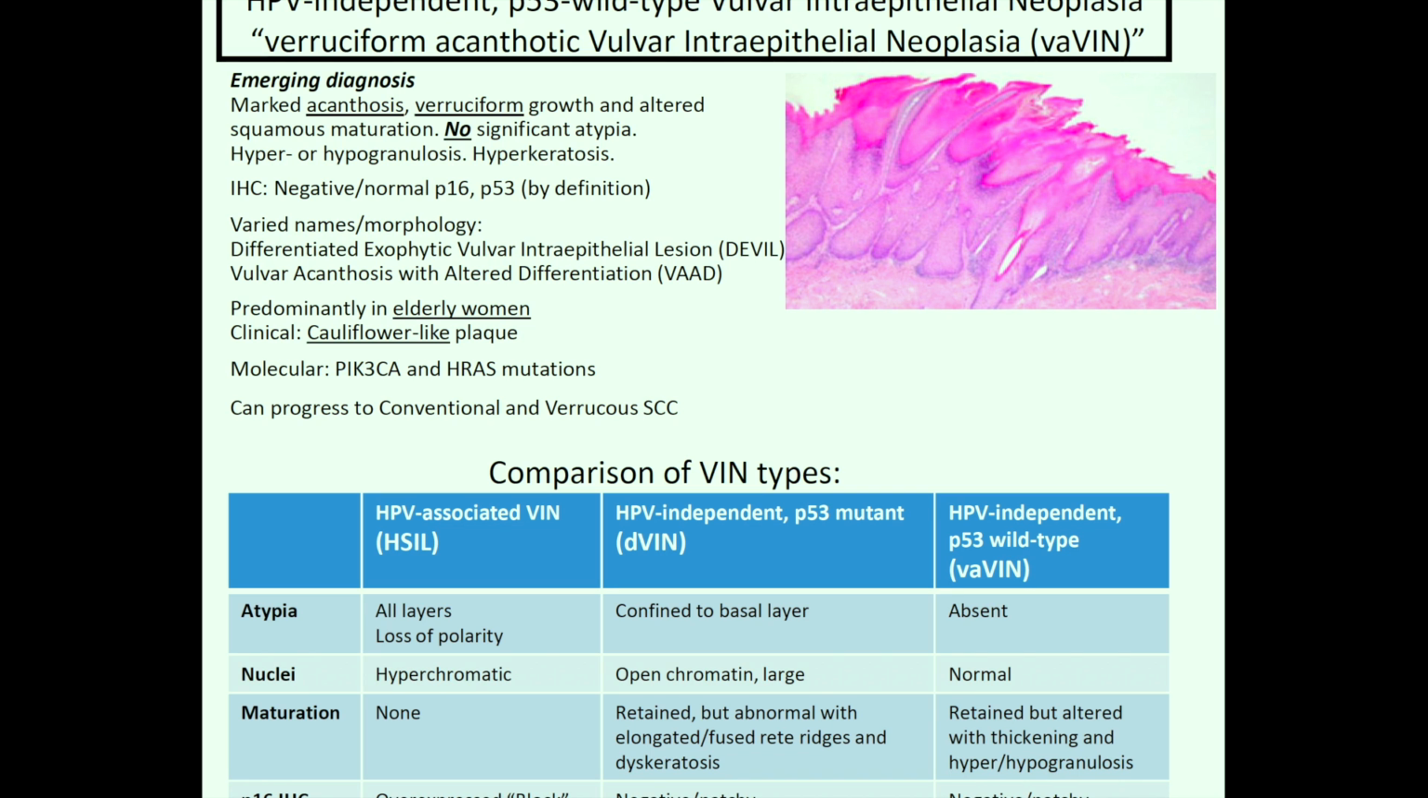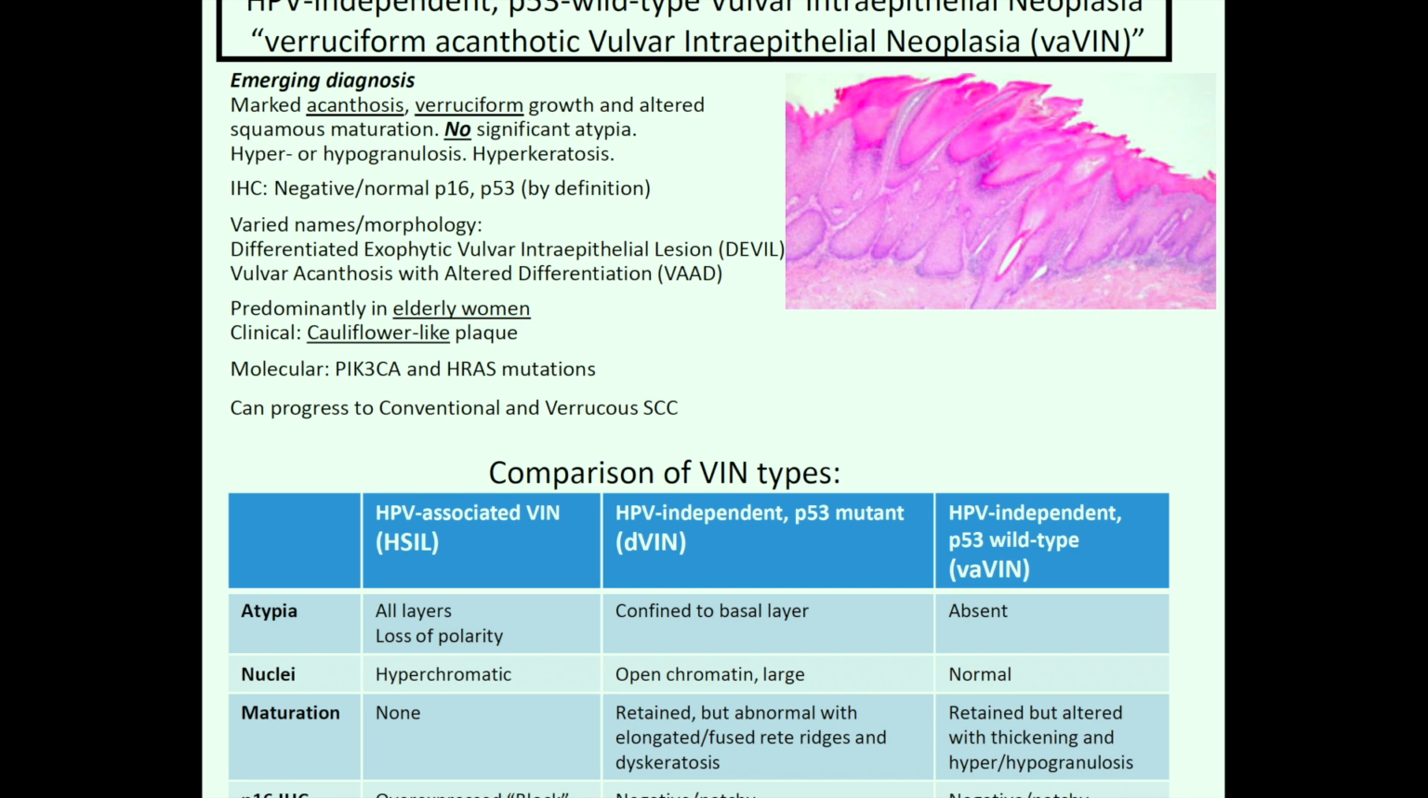All right, moving on. Another entity is HPV-independent p53 wild-type vulvar intraepithelial neoplasia, or verruciform acanthotic vulvar intraepithelial neoplasia, or VIN. So this is an emerging diagnosis. You're going to see marked acanthosis, verruciform growth, and altered squamous maturation. There's no significant atypia, and you'll see hyper- or hypogranulosis, as well as hyperkeratosis. For IHC, it's going to be negative or normal p16, and it is going to be p53 wild type by definition.